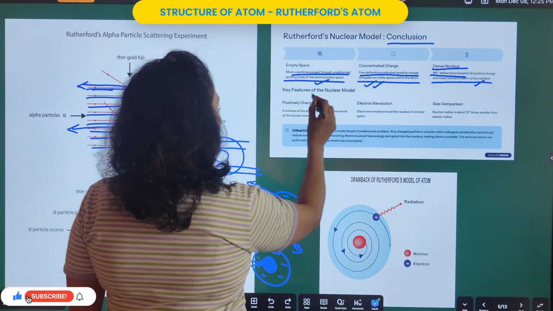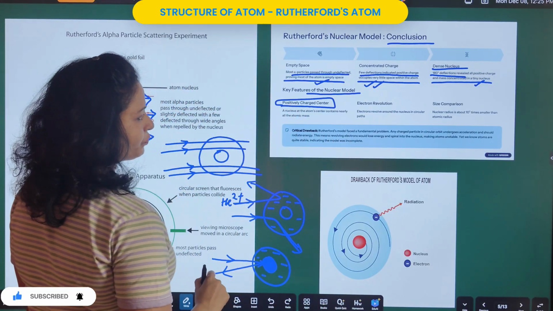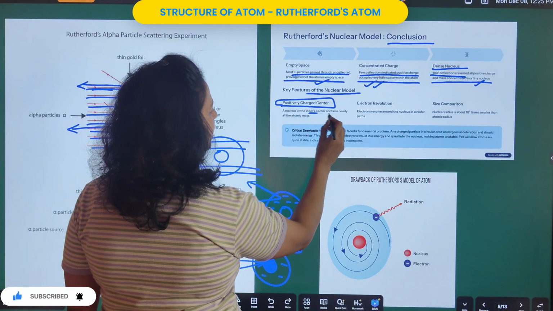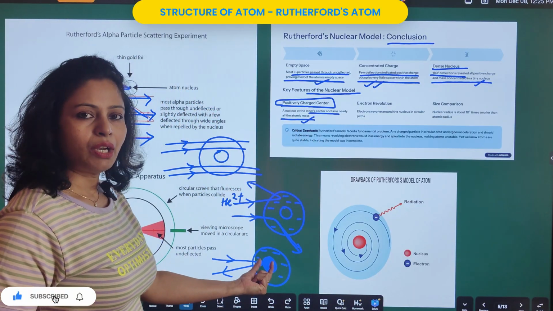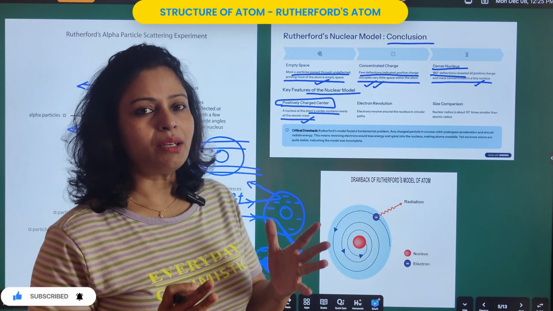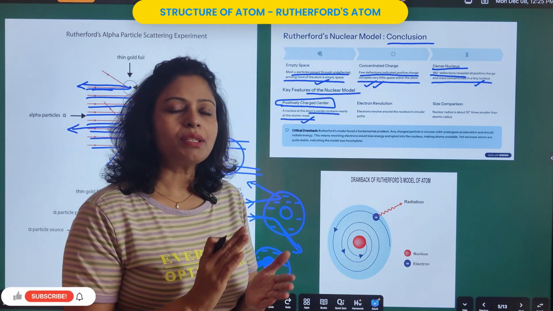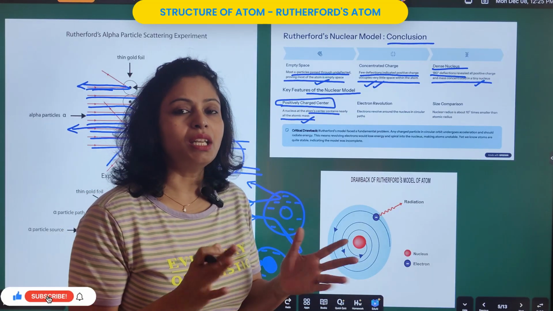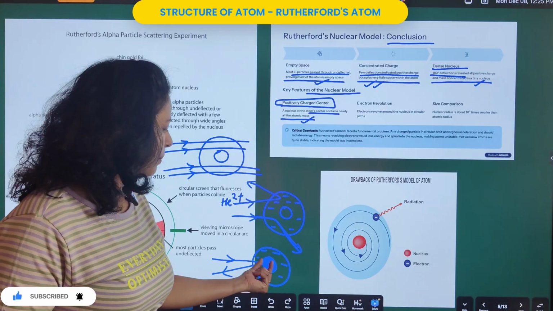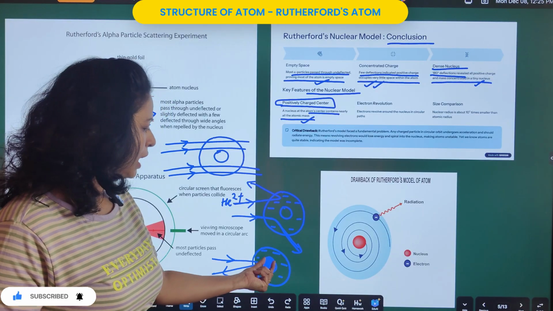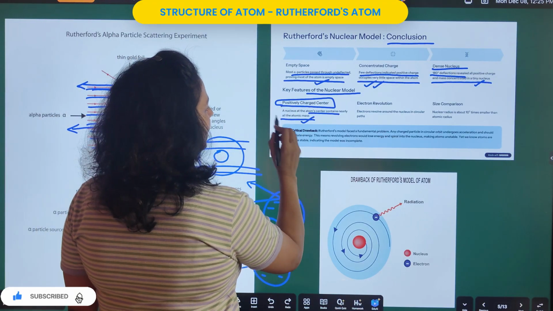Now the key features of the nuclear model were a positively charged center. That is, the nucleus at the atom center contains nearly all the atomic mass. Now I told you that the mass of a proton is 2000 times that of an electron. So the electron's mass is considered negligible, nil. So where is the mass of the atom concentrated now? If the protons are present in the nucleus, the whole mass of the atom is concentrated in the nucleus only. Okay, so that was his key feature.